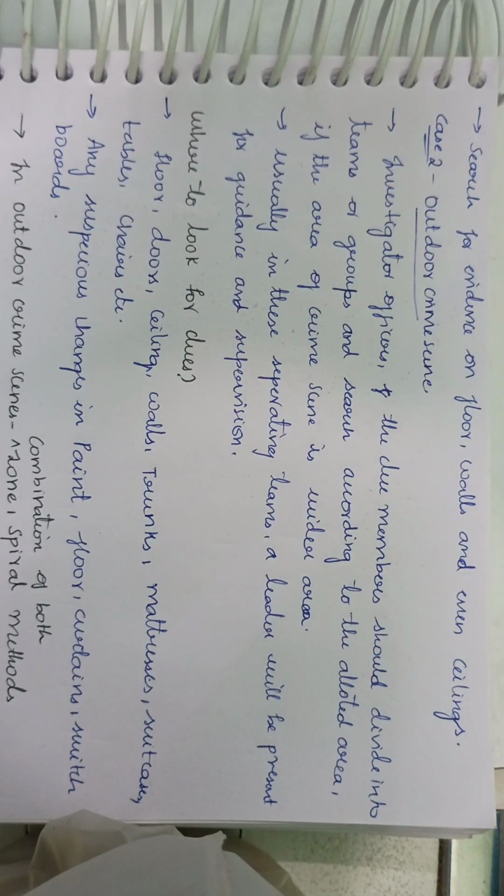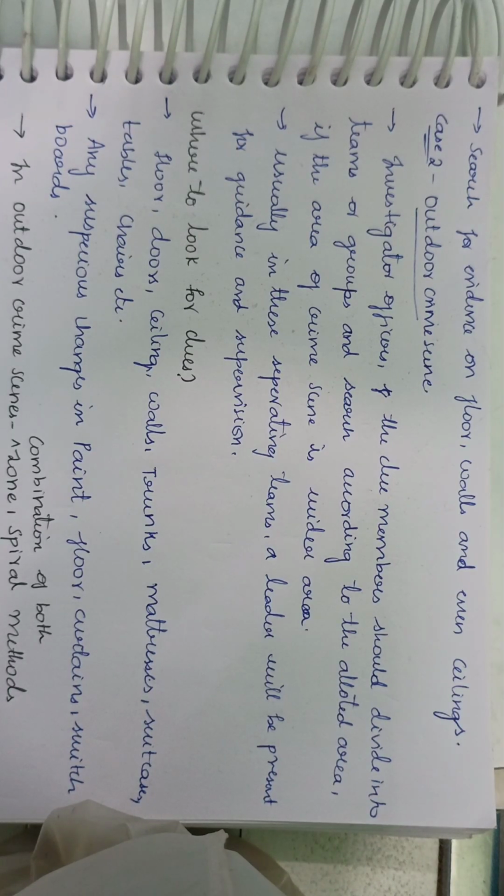Here, the biggest disadvantage of the investigation officers is that they are more focused on the evidence found on the floor and a little on the walls, but they sometimes forget to look up at the ceilings also. So we have to search for evidence on the floor, walls, and even ceilings. It is an important, crucial step in finding the clues or evidence in an indoor crime scene.